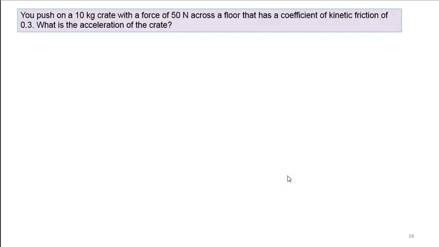Let's go through a quick example. Let's say you push on a 10-kilogram crate with a force of 50 newtons across a floor that has a coefficient of kinetic friction of 0.3. We want to know what is the acceleration of the crate.